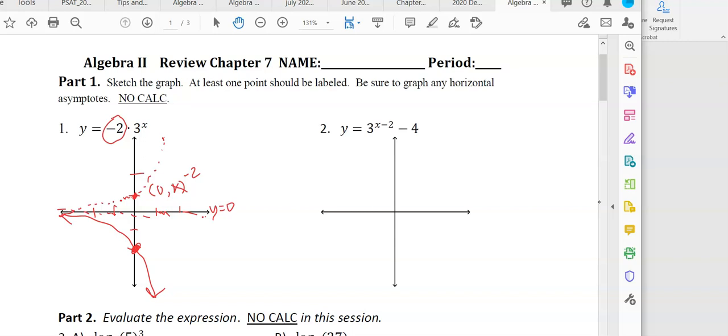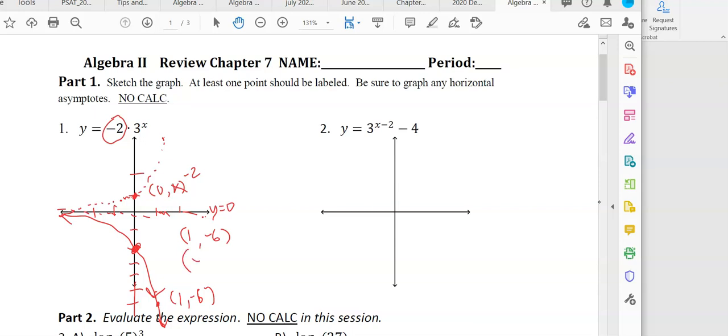If you want to show off, then you want to get an extra point on this. Let's try to plug in 1 and see what happens. If you plugged in 1, you would get -2 times 3 to the first, which is -6. You get (1, -6). You'd have to have the tick marks here: 1, 2, 3, 4, 5, 6. So you have to go through this point at (1, -6), and you'd have to have the graph actually go through that point.